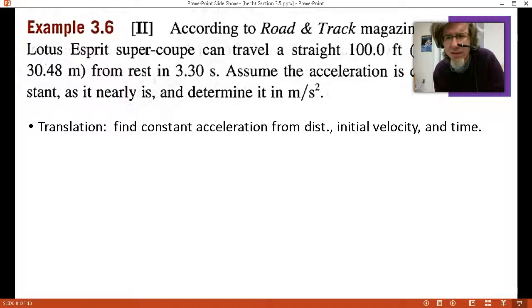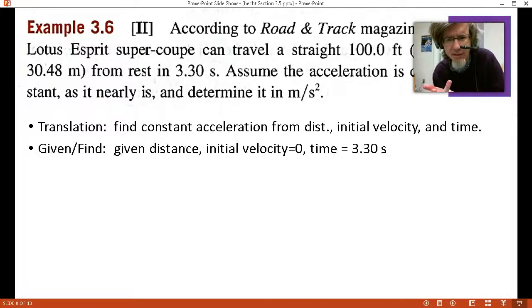We're finding constant acceleration from distance, initial velocity, and time. We're given the distance, initial velocity 0. You have to get that from the words. It's not necessarily written out for you, but it's in the words. And the final time is 3.3 seconds. So I hope you're seeing in your mind, let me just draw this real quick. I hope you're seeing a situation.